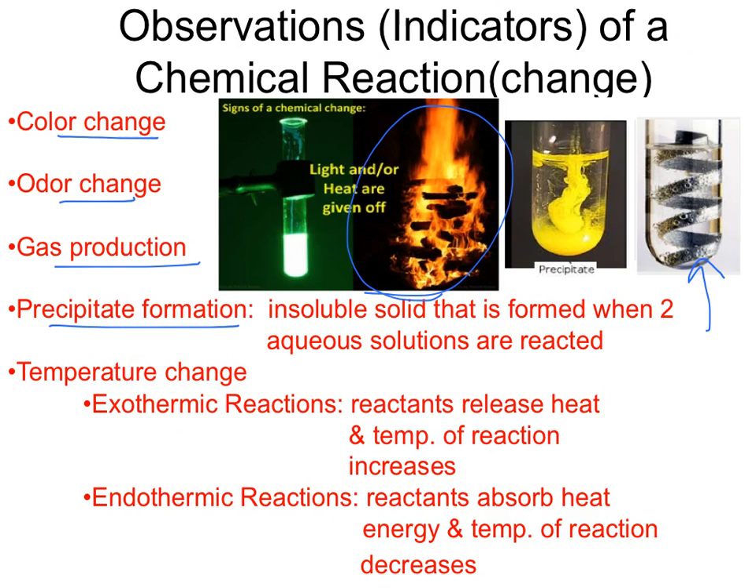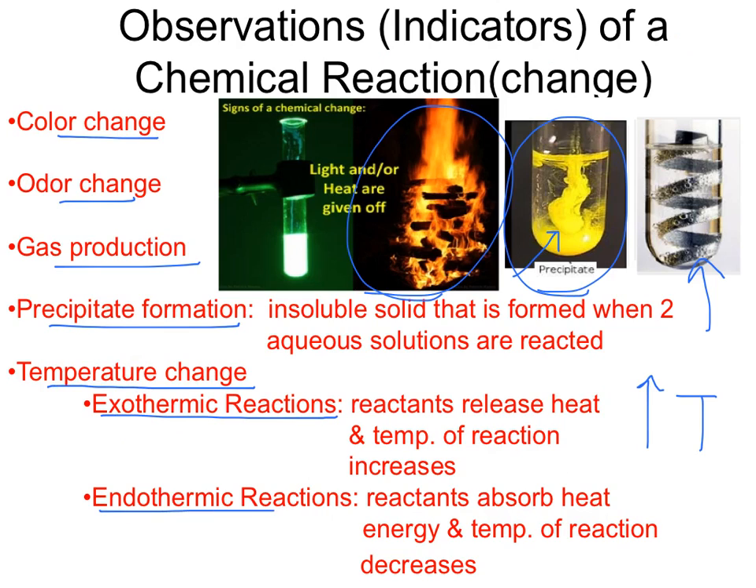We have precipitate formation. This is an example of a precipitate. This yellow insoluble solid is being formed when two aqueous solutions have reacted with one another. And the last one would be temperature change. And we have two types of temperature change: exothermic reactions, which would mean that heat is being released out into the surroundings. Thus, we would see that the temperature would increase. And once again, a fire would help us with that idea.